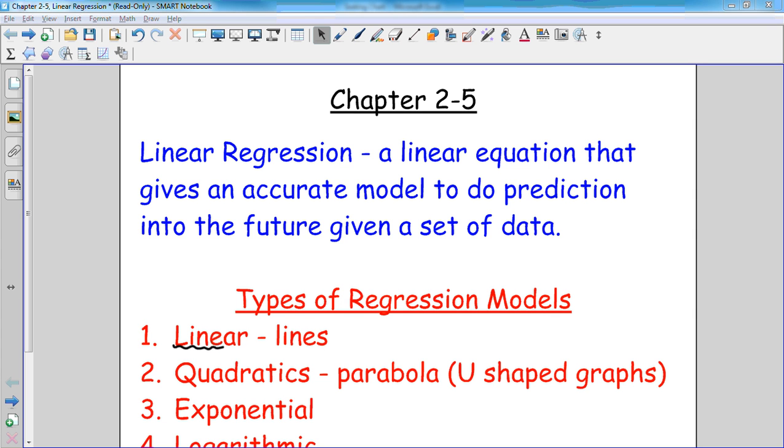We have a lot to do today, so what I did is I printed off the notes for you. I actually just printed off the notes in Notebook, and I gave them to you. That way you guys don't have to spend all your time writing stuff down. I need you to follow along in your notebook.